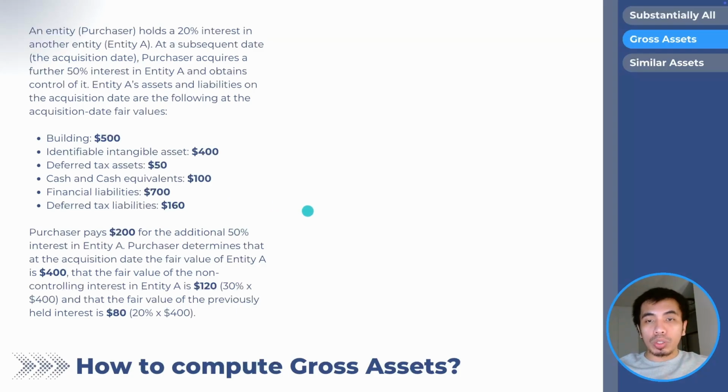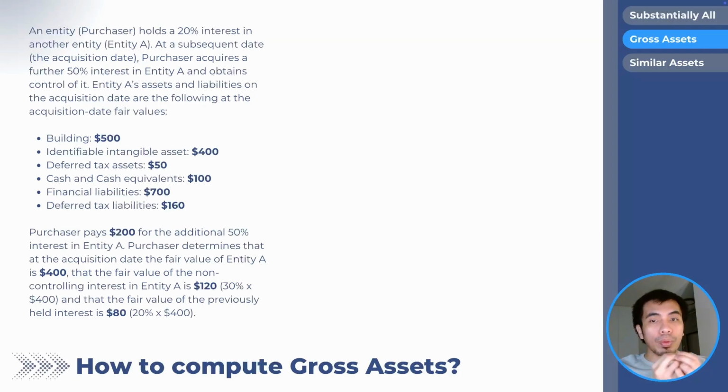So how much was the consideration from all these transactions? The purchaser pays $200 for the additional 50% interest in entity A. So the consideration for the additional 50% is $200. The purchaser determines that at the acquisition date, the fair value of entity A is 400. So the whole equity, the whole entity A, the fair value is 400.